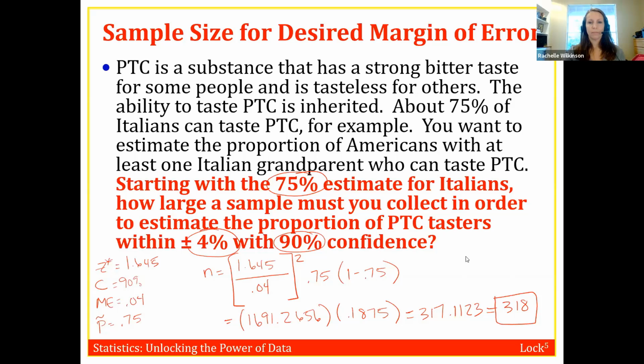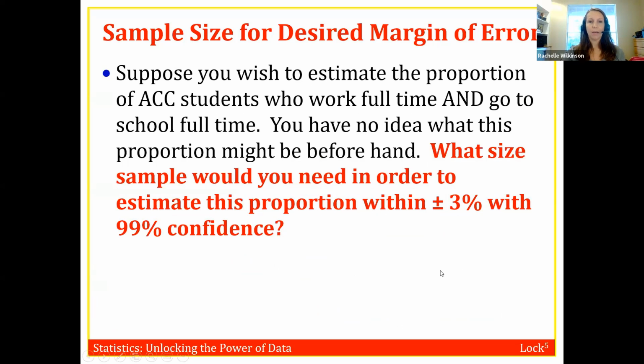All right, let's look at another example here. Suppose you wish to estimate the proportion of ACC students who work full-time and go to school full-time. You have no idea what this proportion might be beforehand. What size sample would you need in order to estimate this proportion within plus or minus 3% with 99% confidence?